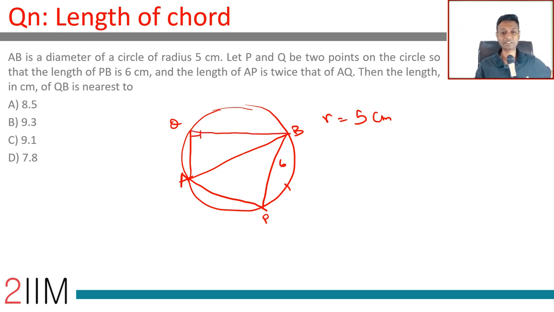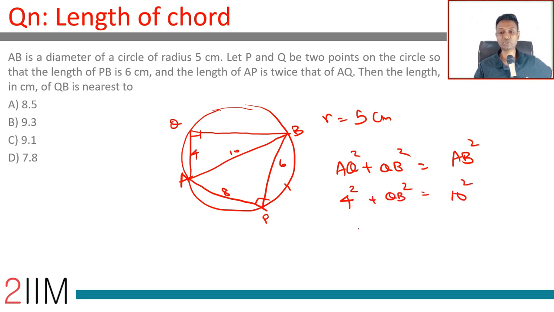The right angle, the right angle, which is plugging in Pythagoras theorem. AB is 10. 10 is the hypotenuse, so AP should be 8. AP is 8. AP is twice of AQ. AQ is 4. We know that AQ square plus QB square is AB square. AQ square is 4 square plus QB square is 10 square. QB square is 100 minus 16, which is 84.